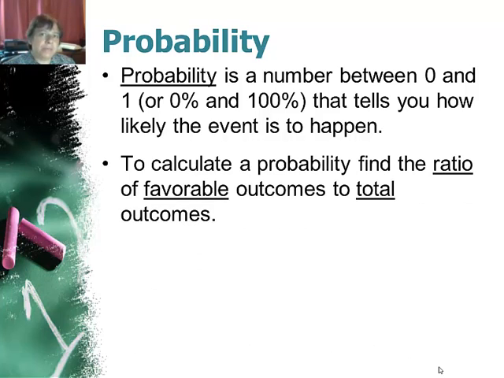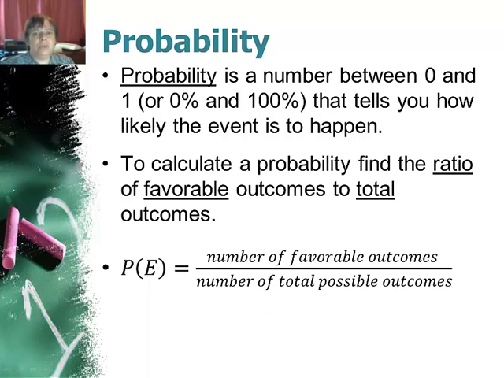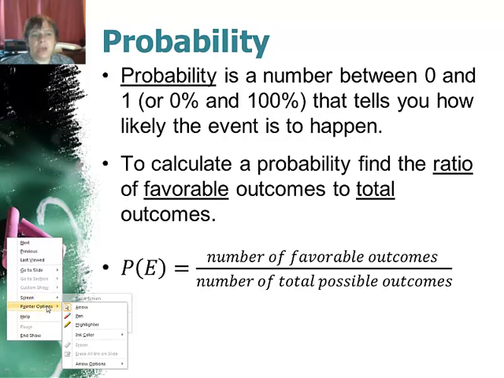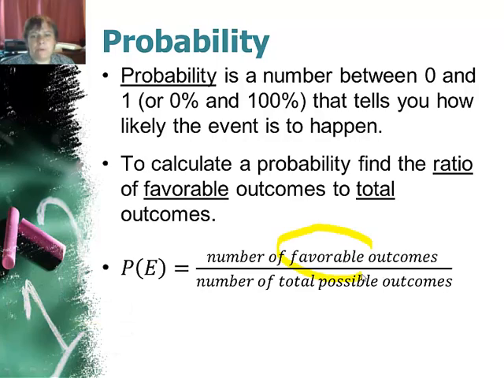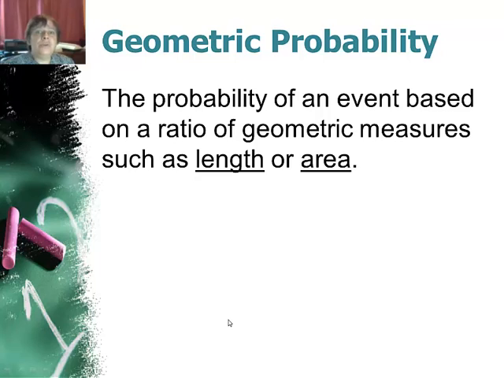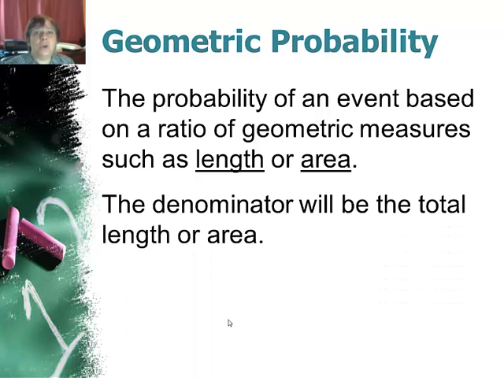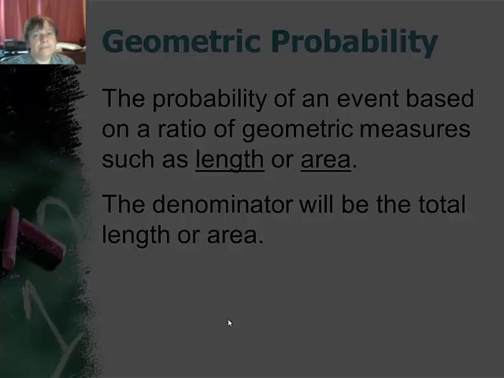To calculate the probability, it's still the same. You find the ratio of favorable outcomes to total outcomes. So you can see here on the top I have the favorable, and on the bottom there's total. Well, for geometric probability, it's pretty much the same idea. You're just going to be dealing with probability based on the ratio of areas or lengths. The denominator will be the total length or area.